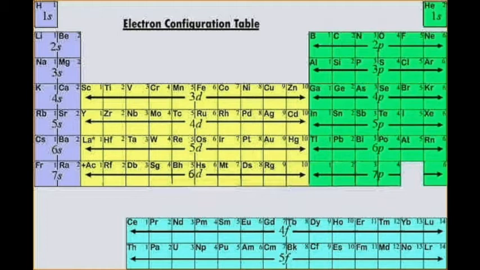The S block starts in groups 1 to 2 and goes down the period into 6s2. The D block starts in group 3 and goes down the period to 6d10. The P block starts in group 13 and goes down the period into 6p6, and the F block starts in the inner transition metals and goes down to 5p14.